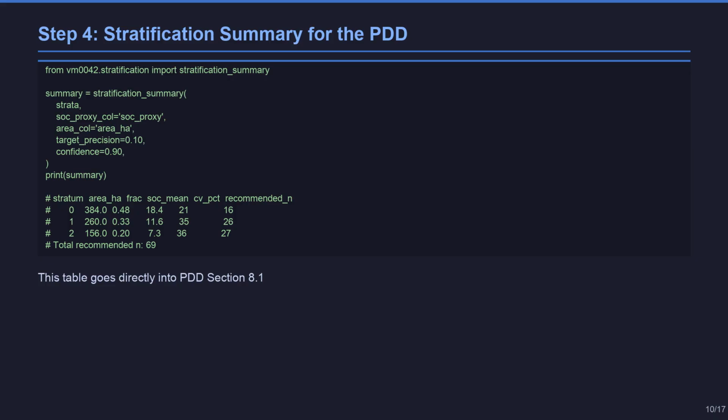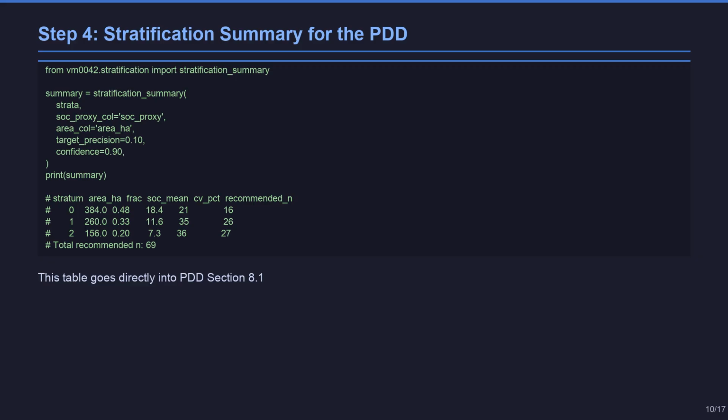Stratum 0, 384 hectares, area fraction 0.48, SOC proxy mean 18.4, CV 21%, recommended N 16. Stratum 1, 260 hectares, CV 35%, recommended N 26. Stratum 2, 156 hectares, CV 36%, recommended N 27. Total recommended N across all strata, 69. Compare that to 68 samples without stratification. In this particular dataset, the efficiency gain is modest because the covariates explain a lot of variance. In a more heterogeneous landscape with a less informative covariate set, the savings would be larger.